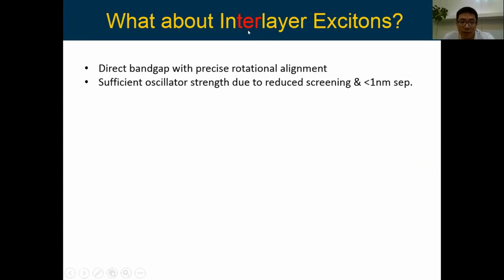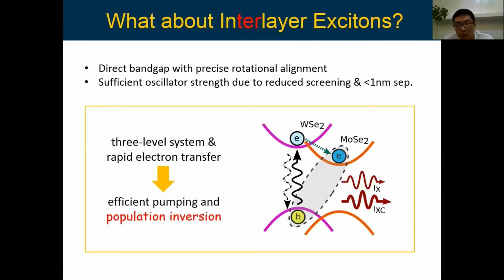So how about the interlayer exciton in heterobilayers? For sure, the radiative rate for interlayer exciton is slower compared to the intralayer exciton, but it's still comparable with gallium arsenide if you do the rotation alignment very well.